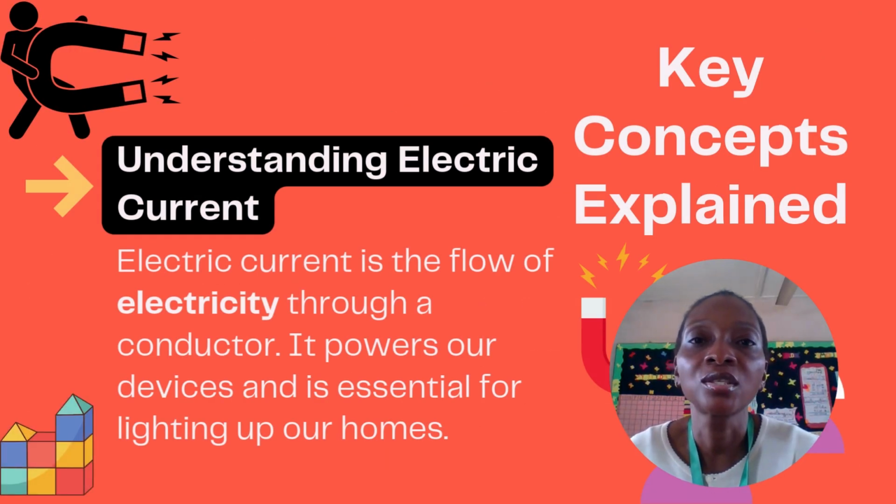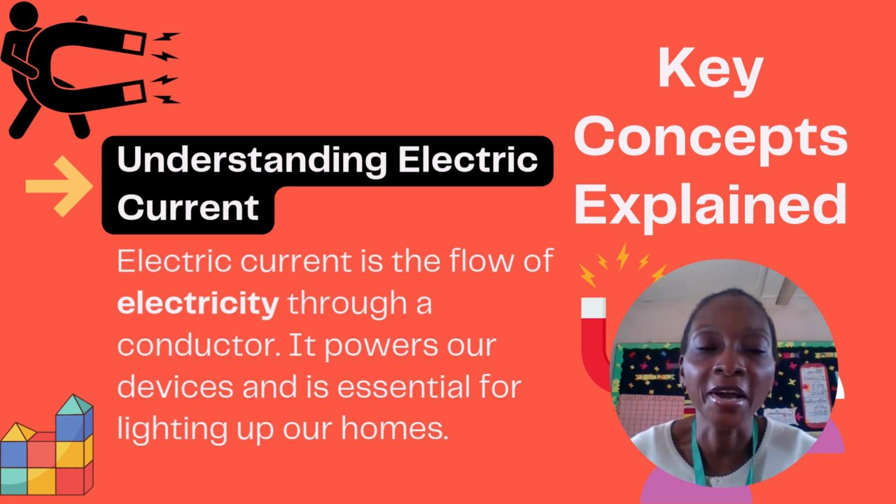Now let's understand what electric current means. Electric current is the flow of electricity through a conductor. A conductor is just like a wire or a medium through which electricity flows. It powers our devices, like you can connect your phones, your laptop, your TV, your fridges through the conductors, and it is essential for lighting up our homes.